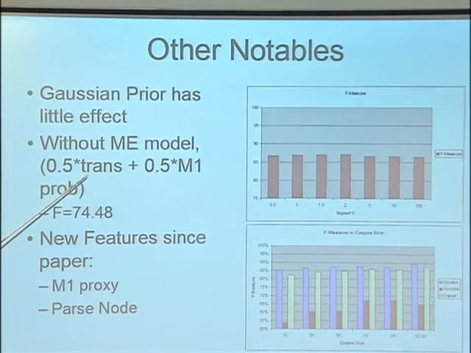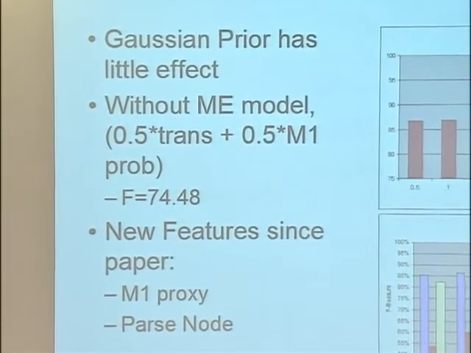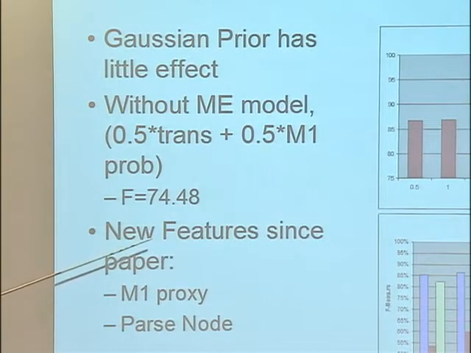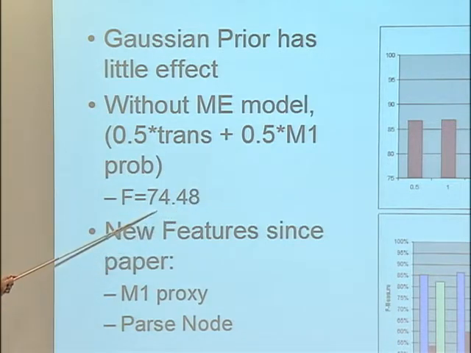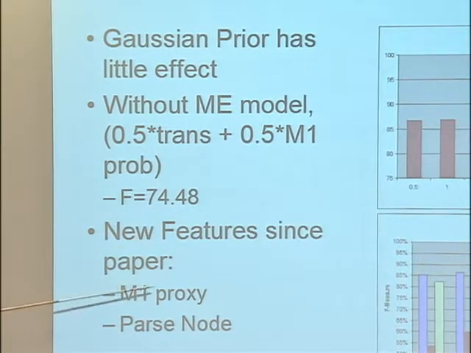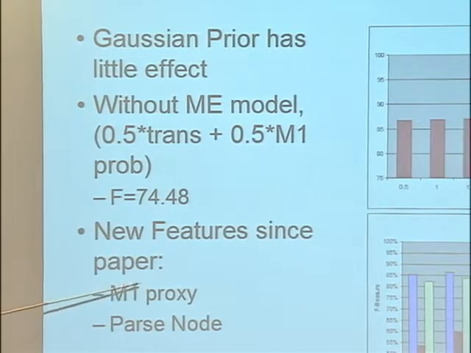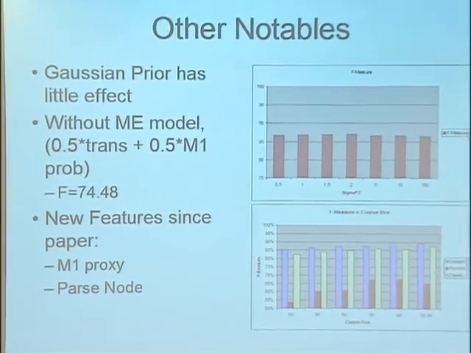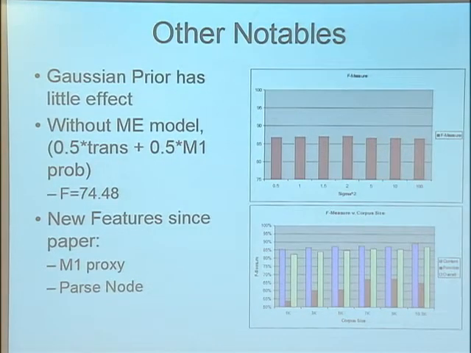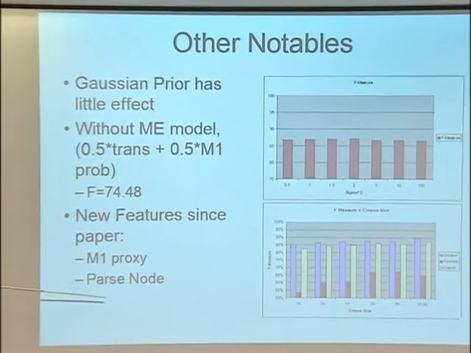Without the Maxent model, if you go back to the original equation, you can just remove the Maxent portion and say it's just the transition cost plus a model 1 cost. You get an F measure of 74, which is a little worse than HMM. Some of the new features since we did the paper, we have a model 1 proxy feature. What this feature says is I'm an English word like the, and my head, according to my parse tree, is aligned to this Arabic word, then what's the probability of linking my determiner to the same thing? And that seems to have improved it even another F measure point or so.